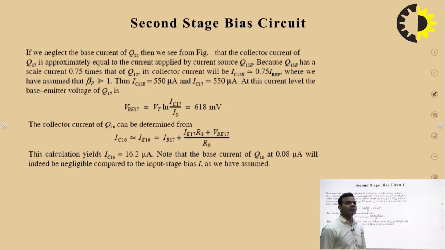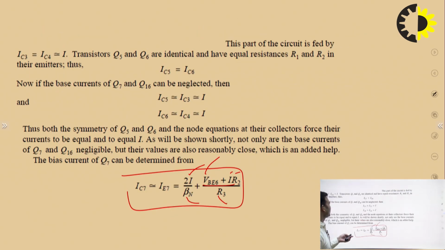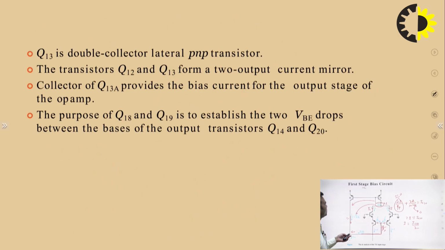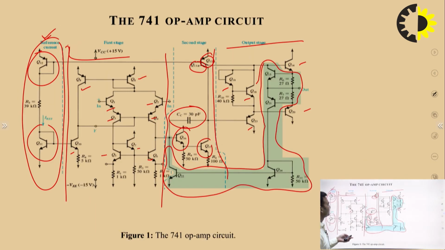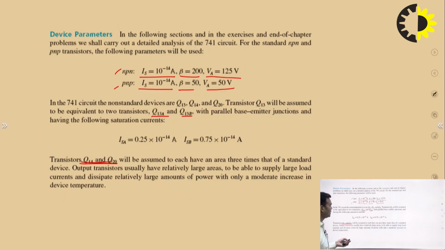So I think it should be clear now how much current will flow through the transistors of the first stage and the reference current generation stage. So now let us come back to the second stage, which consists of Q16 and Q17.